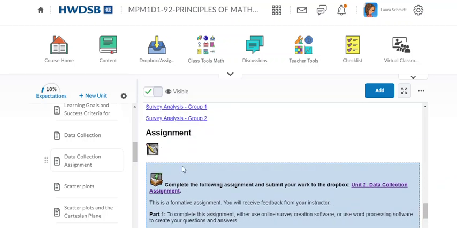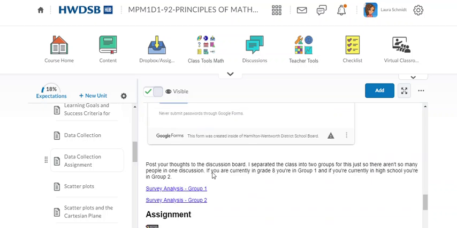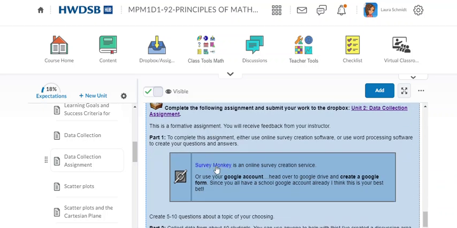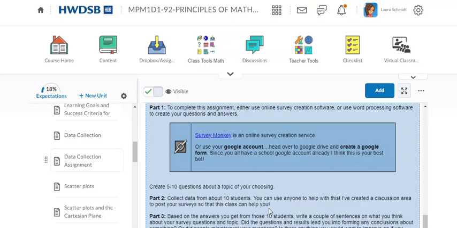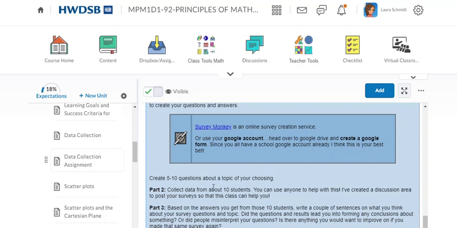Okay, and then you want to complete the assignment. The assignment is you're going to create a survey just like I did here. You can use SurveyMonkey if you want, or I would recommend creating a Google form since everyone has a Google account. The part I'm going to be looking at is your actual survey. I want to see 5 to 10 questions about a topic. Say your topic was school, or think of something you want to find out about, like music tastes in our class, whatever you want. It's totally your choice. Make the questions relevant to your topic.